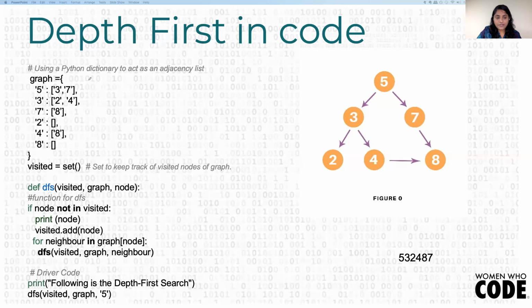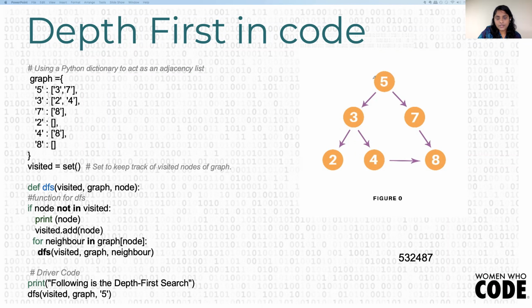So here is a graph, and then as I said earlier, to keep track of the nodes that are visited in the graph, we have a set called visited. And here's the DFS function that takes the visited set, the entire graph, and the node that we are starting with. And if that node is not in visited, then you process that node and add that node to the visited list. And then for every neighbor of that node, let's say we start with 5, we perform a DFS.